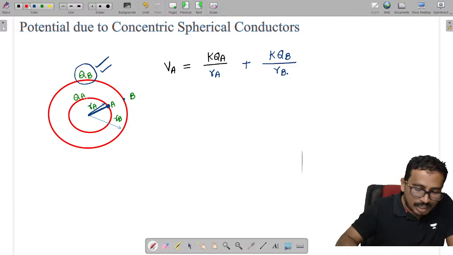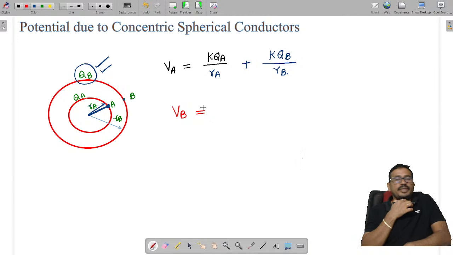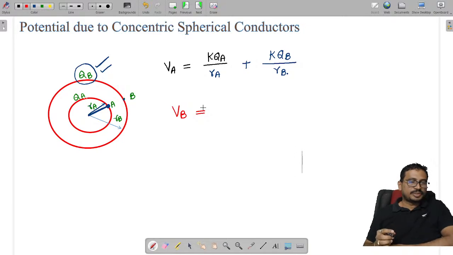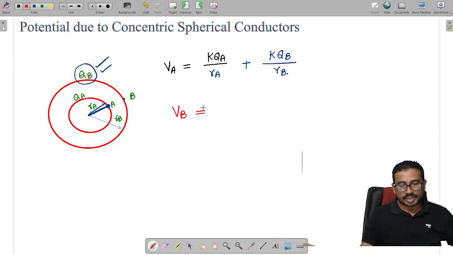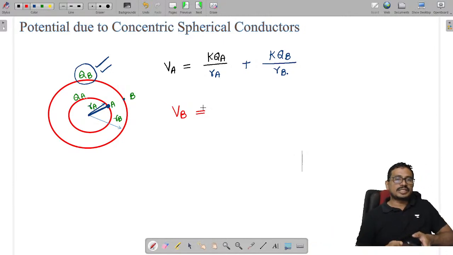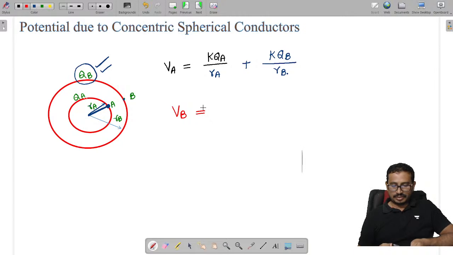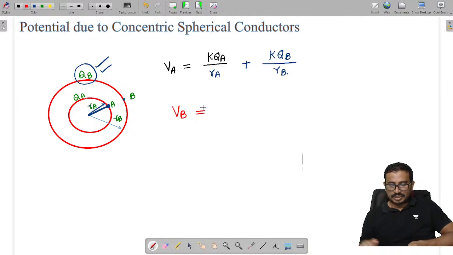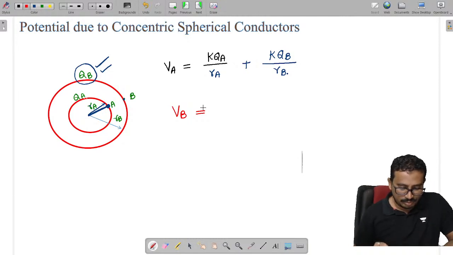Now I want to find the potential at the point B also. The potential at the point B is because of what? It is because of the potential due to QA as well as the potential due to QB. Both potentials we need to find out. Yes or no, tell me. So now let us find the potential because of QA and QB, both.